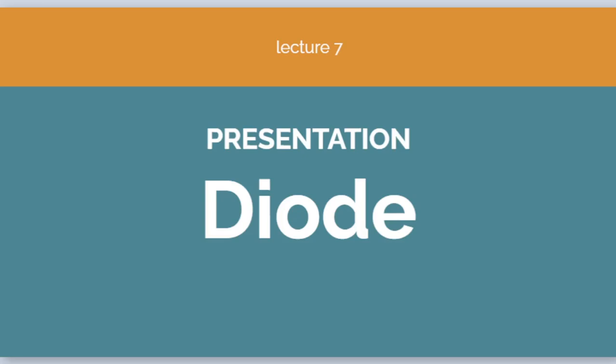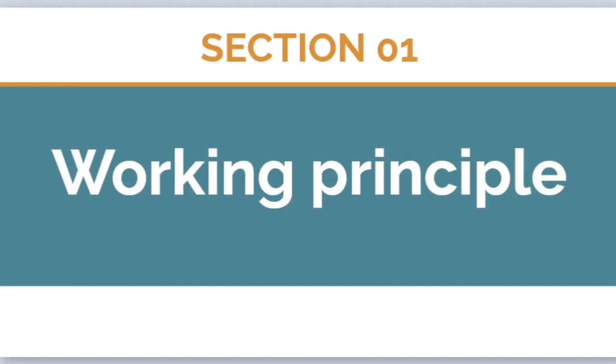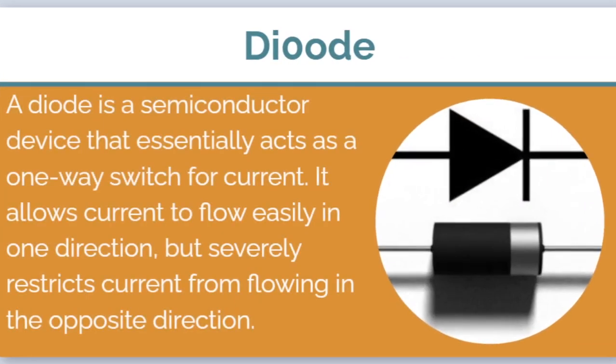In this video I'm going to talk about the diode. Section 1 talks about the working principle of a diode. A diode is a semiconductor device that essentially acts as a one-way switch for current. It allows current to flow easily in one direction, but severely restricts current from flowing in the opposite direction.